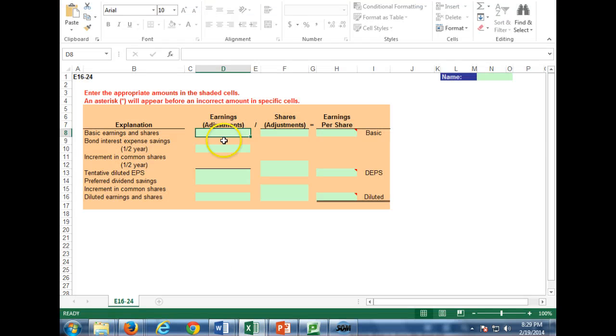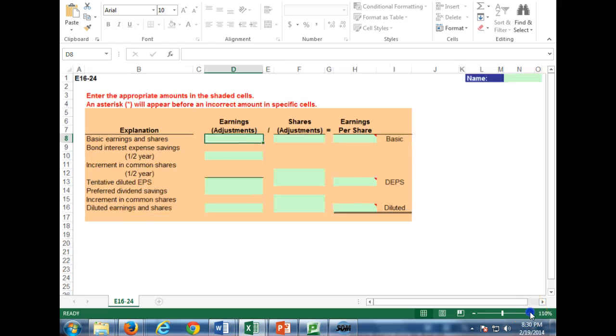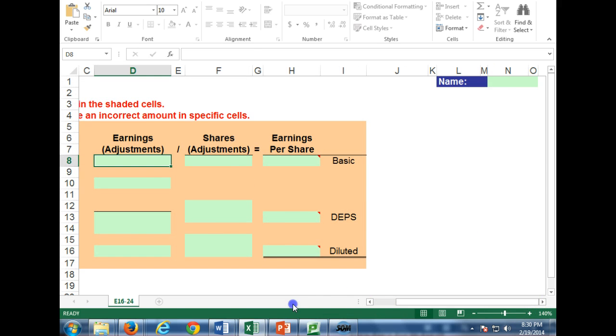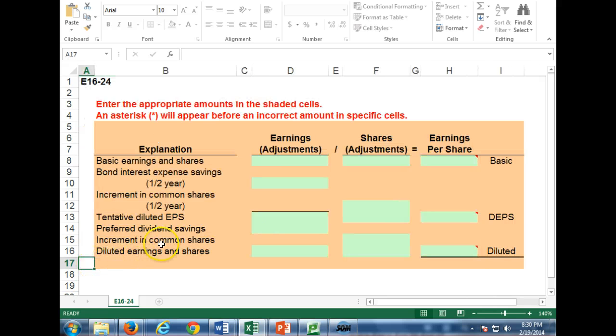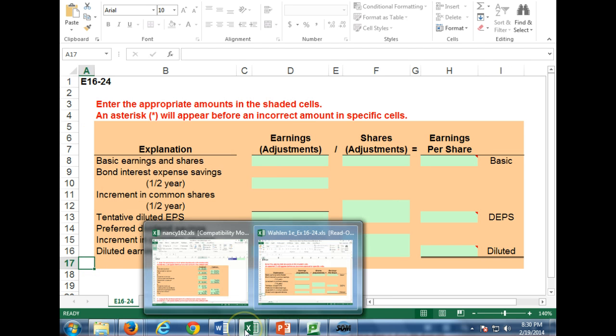What are we going to do to start? What are our earnings going to be at? How much is our net income? 54,000. And how much? I'm sorry. 54,000 plus what?